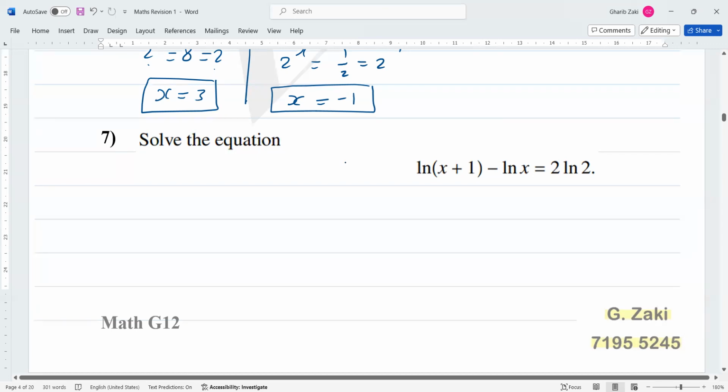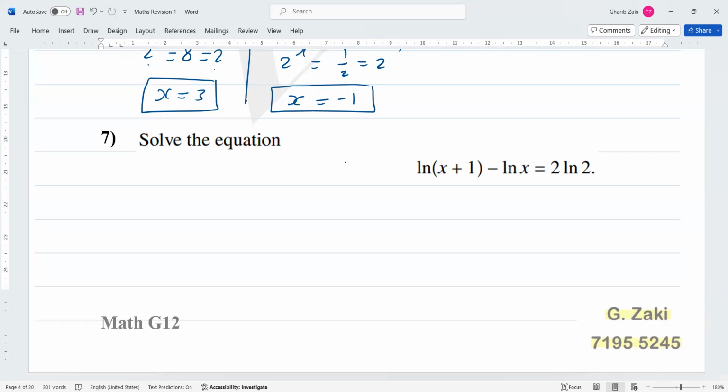The first step, change minus to be multiplied because it's ln. To be divided, minus will be divided. Then the left side becomes ln of x plus 1 over x equals.